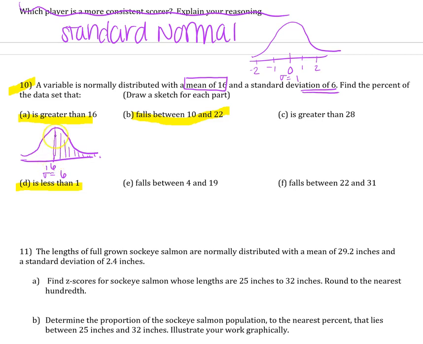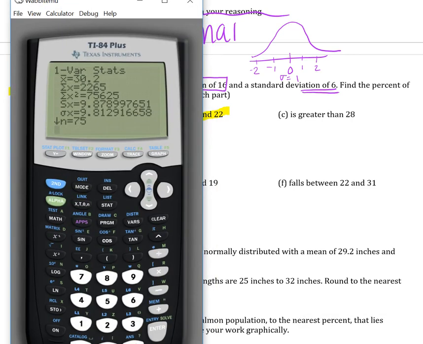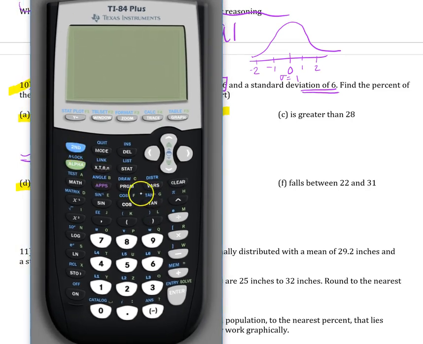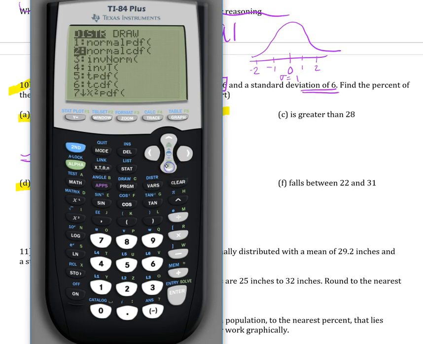Theoretically, if you are greater than the mean, the center of your distribution, 50% of your data lies above it and 50% lies below. So technically, the probability of getting a score greater than 16 is 50%, or 0.5. If I do this in my calculator, I get something like 0.4999 for whatever reason, but that rounds, okay? So I do second vars, option 2.